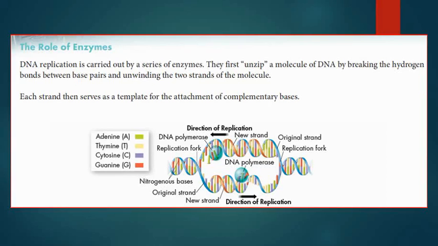The replication of DNA is carried out by a series of enzymes. The enzymes first unzip the molecule by breaking the hydrogen bonds between the base pairs and unwinding the two strands of the molecule. Each strand then serves as a template for the attachment of the bases.